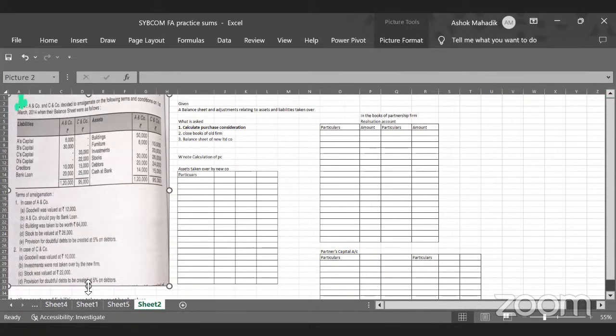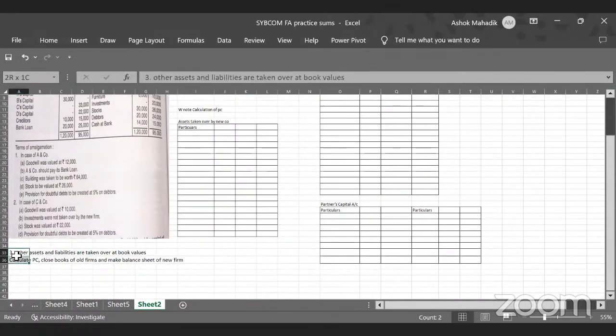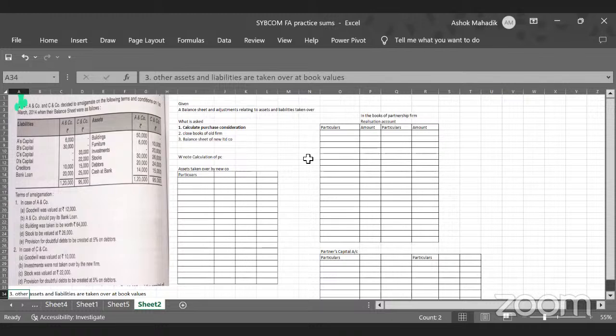I'll just adjust the screen so that you can see the third adjustment which I have given here. Okay, so let us start. I'll read the sum. A and company and C and company decided to amalgamate on the following terms and conditions on 1st March 2014, when the balance sheets were as follows.